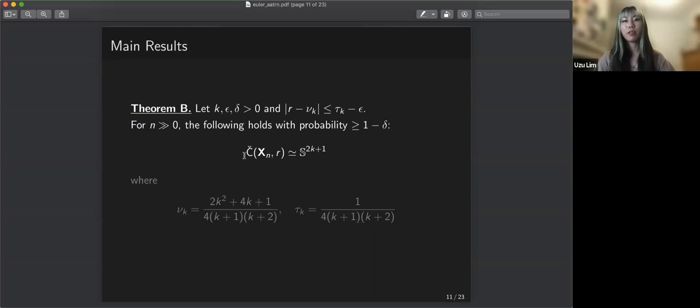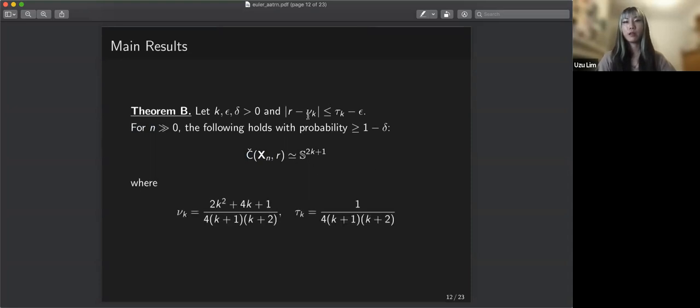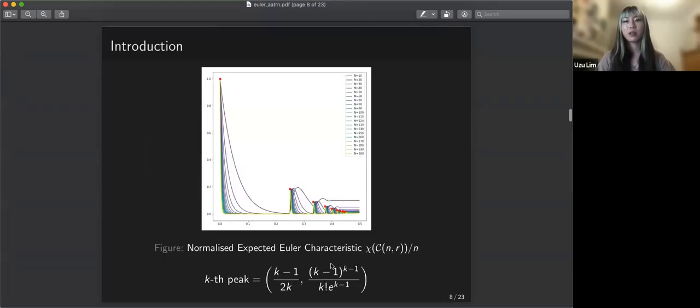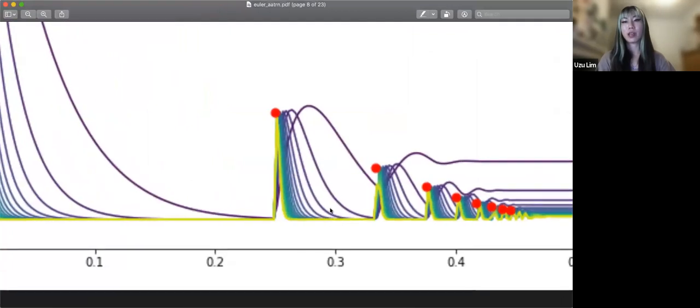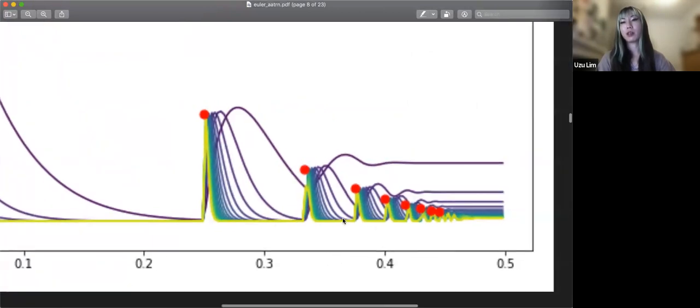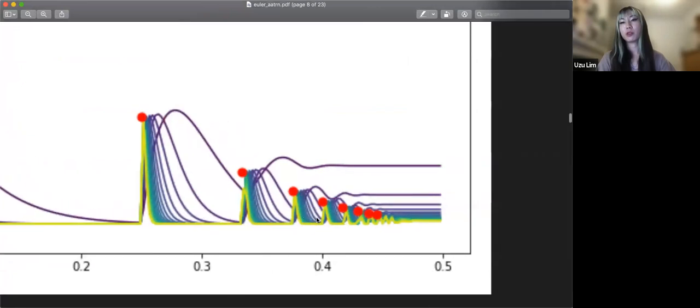And the homotopy equivalence is that the Czech complex is homotopy equivalent to an odd-dimensional sphere. And the midpoint, the mu K and the tau K are given by these expressions, and they look a bit funny. The point is that this is mu K, and this width is half of this width is the tau K. So we're talking about how odd-dimensional spheres dominate each of these regimes in 1, 3, 5, 7, and so on.